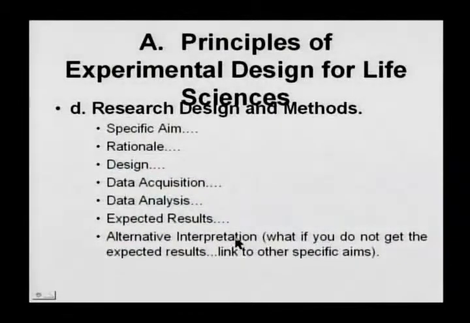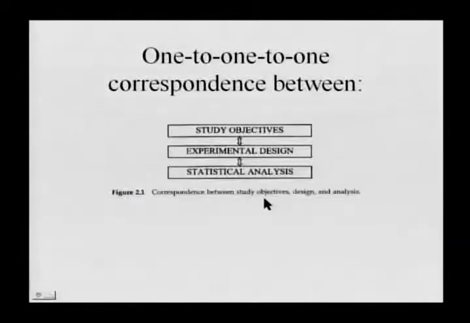So we have an hypothesis that we're testing, and there's always an alternative hypothesis. What if you don't get the evidence to support your first hypothesis? You've got to have another idea in mind to interpret and explain the data. And typically, you will have links to other specific aims. So what this demonstrates to us is that there is a one-to-one-to-one correspondence between the study objectives, the experimental design, and the statistical analysis. And this is going to be the focus.